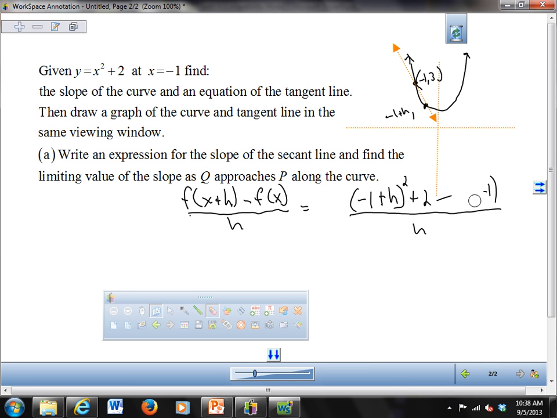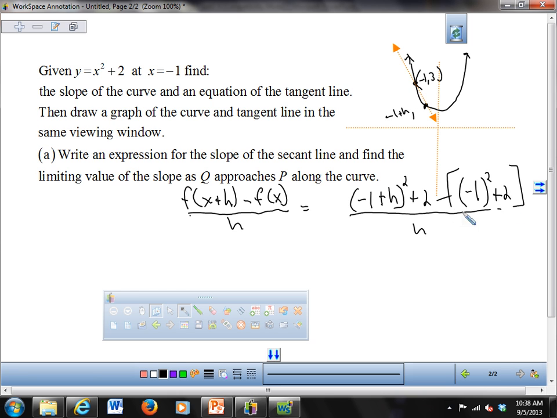Let me write out what f of -1 is. It's (-1) squared plus 2, with parentheses like this. You follow? This is the point (-1 plus h, f of -1 plus h). And this is f of -1, comma 3, because if I plug in -1 in here, I get, excuse me, it's negative 1.